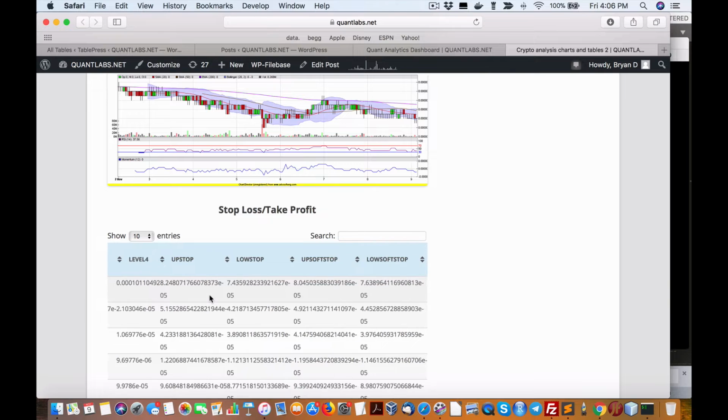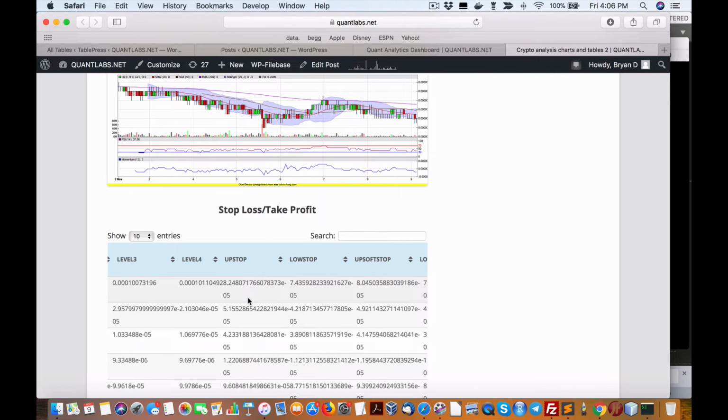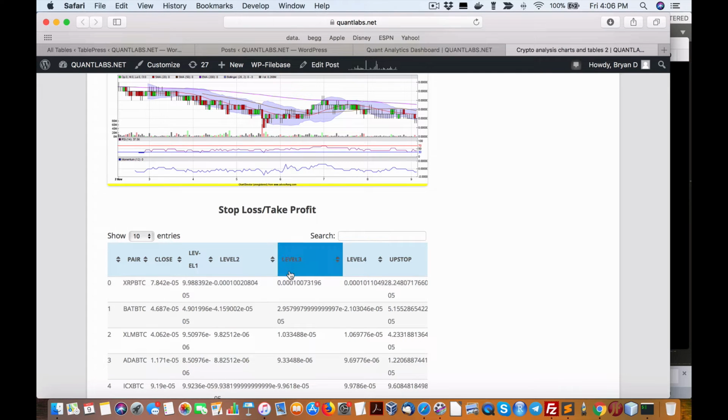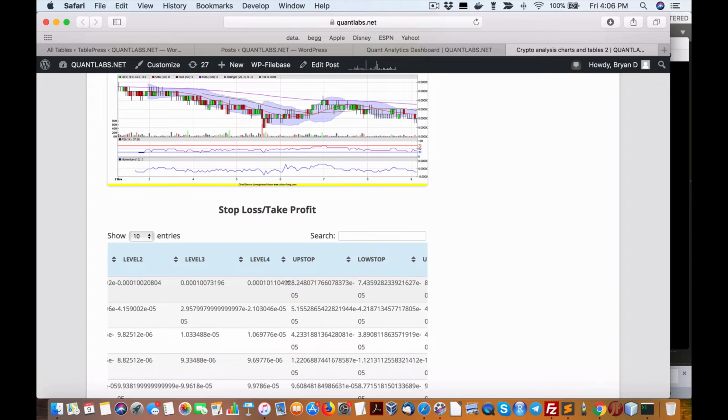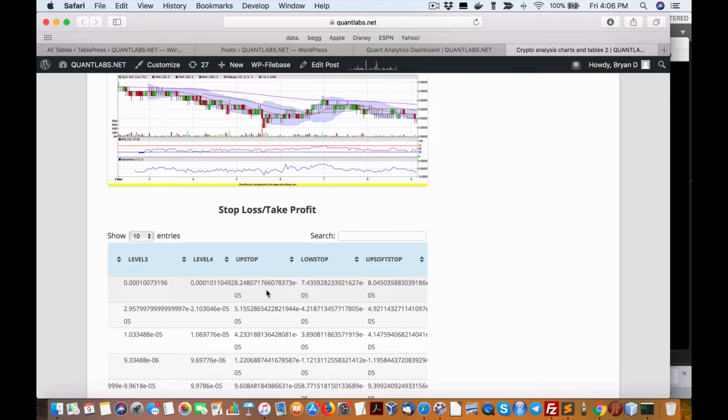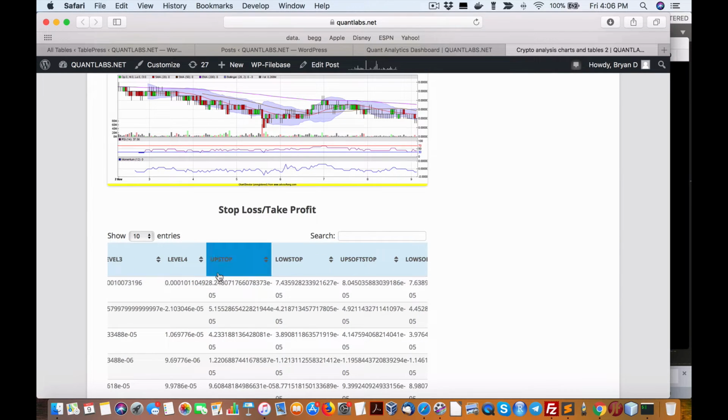Depending upon the risk that you're willing to take, let's say the price does break through level 3 of the Fibonacci. Then you can put two types of stop losses on, or really it's take profit. I call it up stop, but it's really take profit. So you could put a take profit.